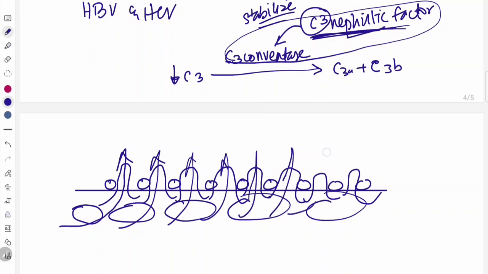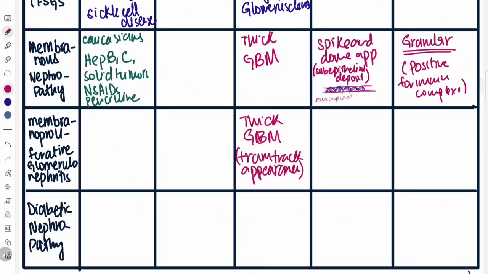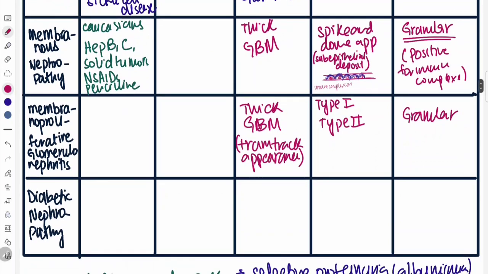Okay, that's that. So now let's fill up the table. On H&E we have the tram track appearance. On EM we have type 1 and type 2. I've already told you what those are, so you can fill it up yourself. And what is the immunofluorescence? That is granular because it has immune deposits. Okay, it has a poor response to steroids.